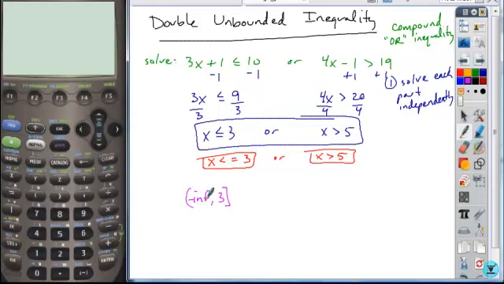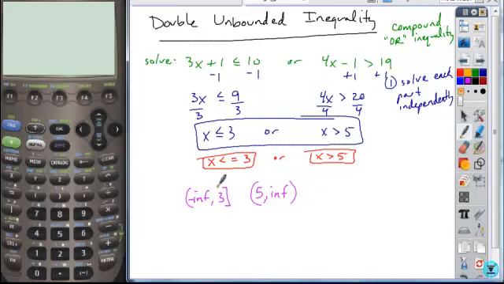The infinities can never be included, so it's always going to be a parenthesis, whether it's positive or negative infinity. And then the second interval, x is greater than 5. Is 5 the minimal point or the maximum point? X is greater than 5. It's the minimum point, so it extends from 5 all the way to positive infinity. You can never include infinity. You are not including the 5 here either, so it's a parenthesis.